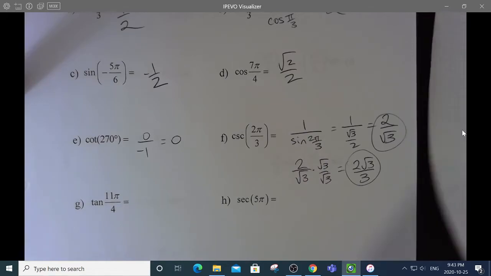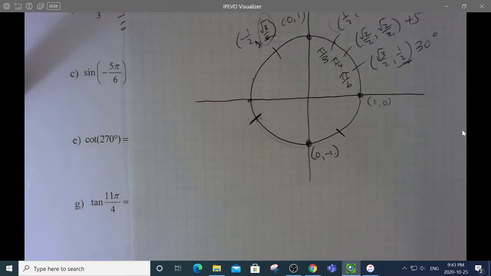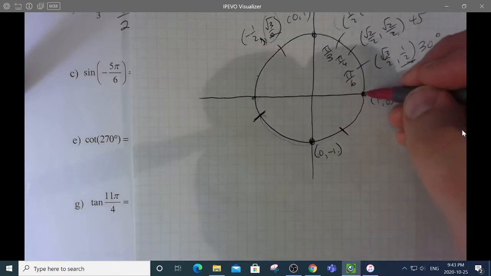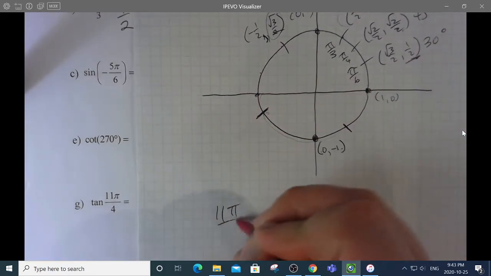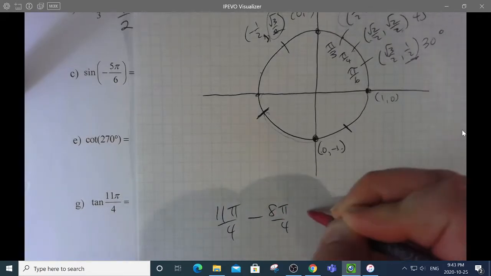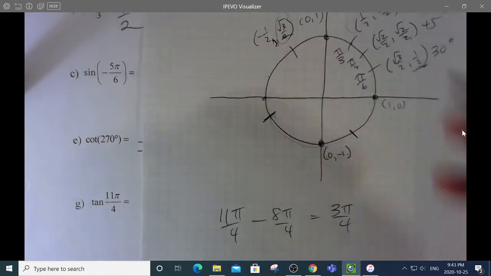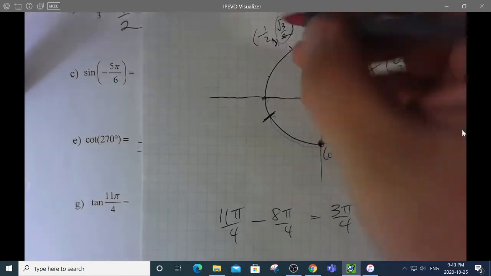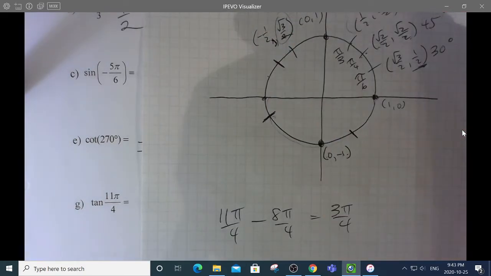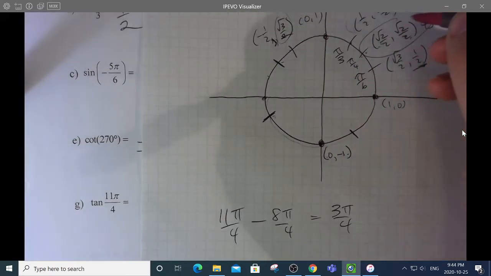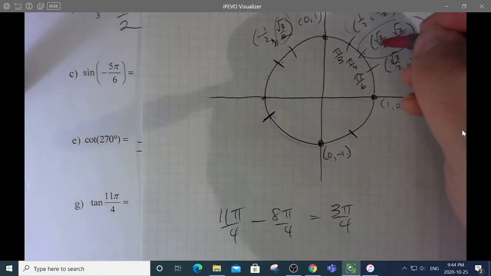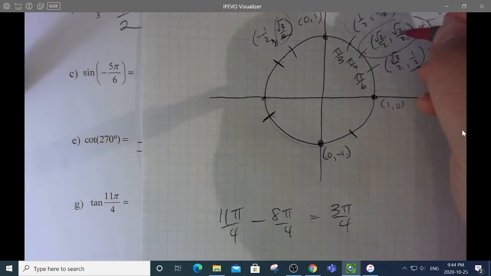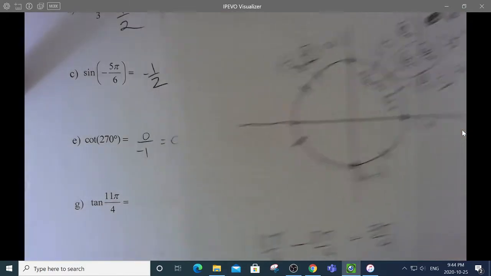Okay, now this one's interesting. 11 pi by 4 is past 2 pi, right? 2 pi would be 8 pi by 4. So 11 pi by 4 minus 8 pi by 4 is actually 3 pi by 4. So I've gone all the way around and then another 3 pi by 4. So that's 1, 2, right there, 3 pi by 4. So what do I know about 3 pi by 4? It's the same coordinates as pi by 4, but the x is negative, and so that means that the y divided by the x will be this number divided by itself, so that's going to be negative 1.